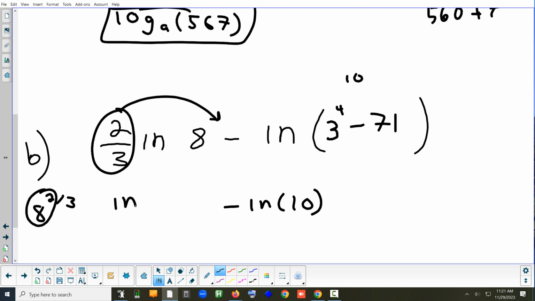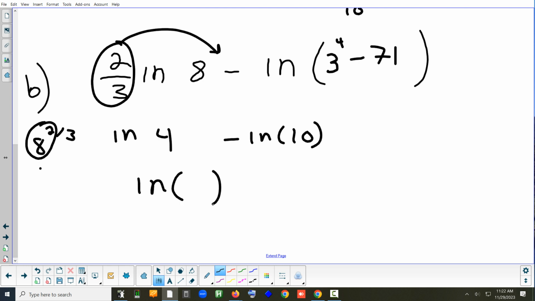So ln, and then 8 to the 2/3 power is 4. Now, if it was like 8 to the 5/7 power, I can't do that in my head because it doesn't come out nice. But that's how you can raise a number to a fractional power. Raise it to the numerator power, and then take the root of the denominator, in this case, cube root. Okay, so now we've got ln 4 minus ln 10. How are those going to recombine? It's going to recombine as division. And what would go on the top? 4. And the bottom? 10. And what would that simplify to? You could do 0.4, or you could just say 2/5. So it's the natural log of 2/5.